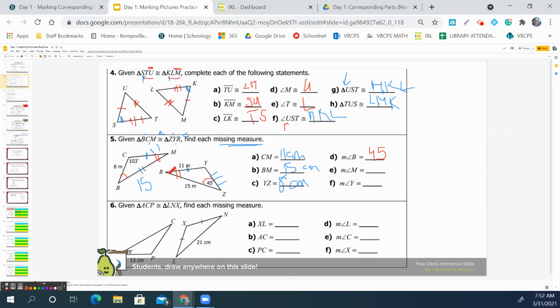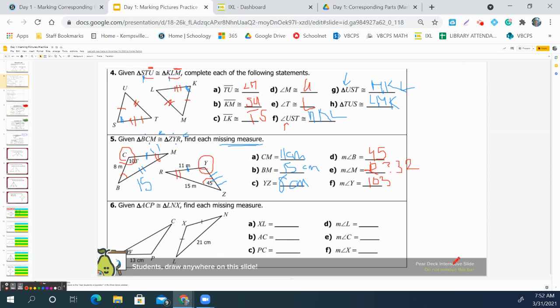Huh, but I don't know what R is. So how do I find R? I've got to go to my next one. Sometimes we can't go in order, correct? So then I've got C. C goes with Y. So if this is 103, one angle that's 103, one angle that's 45, what's the missing angle? Okay, what is it? It is 32. Excellent.